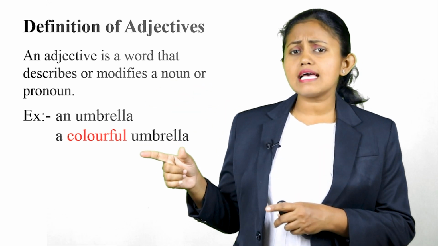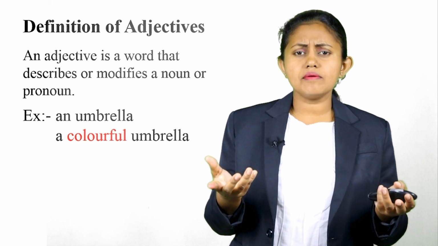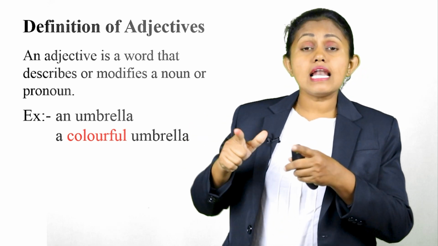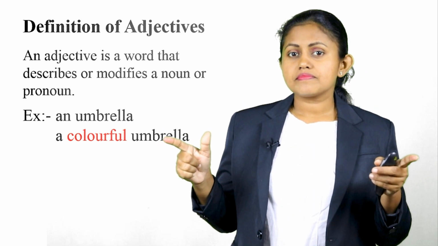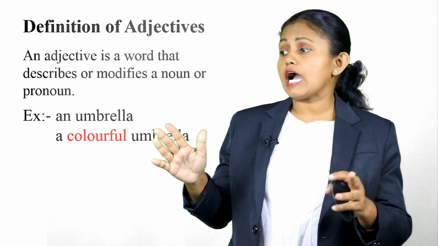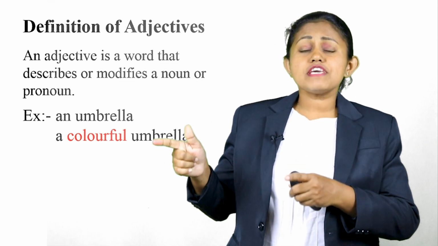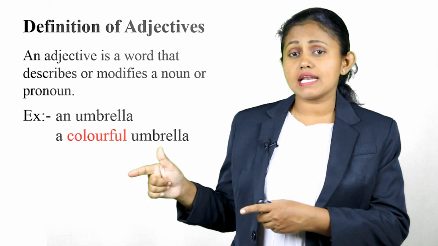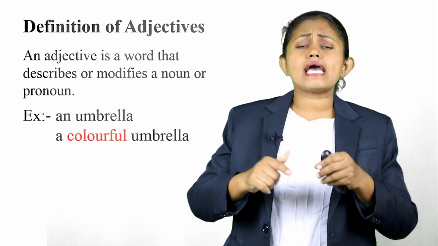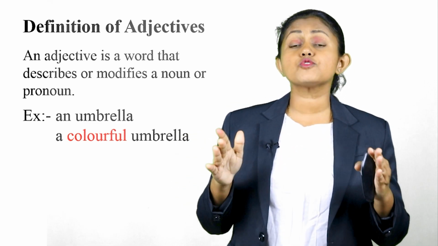Right? Let's see an example. An umbrella. If we say an umbrella, it's just an umbrella. But if you say a colorful umbrella, yes, we have added more information to the noun umbrella using the adjective colorful. So here we have described the noun umbrella by the adjective colorful. So like this, you can add more information or you can add more colors to your sentences using adjectives.